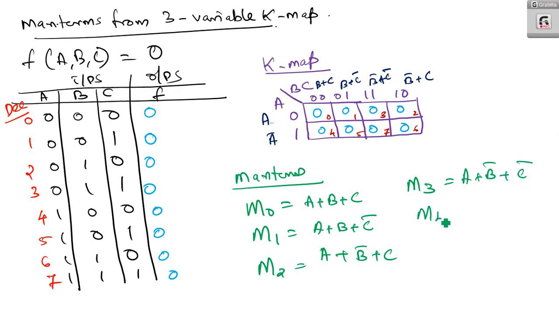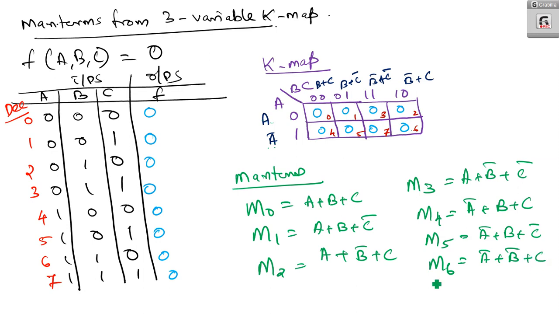What is M4? Capital M4 is A bar or B or C. Capital M5. What is M5? M5 becomes A bar or B or C bar. M6 becomes A bar or B bar or C. And what is M7? It is A bar or B bar or C bar.